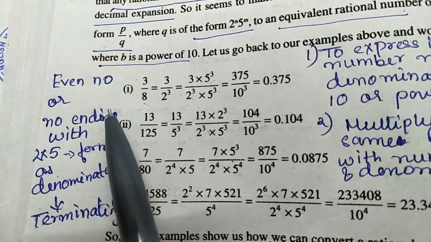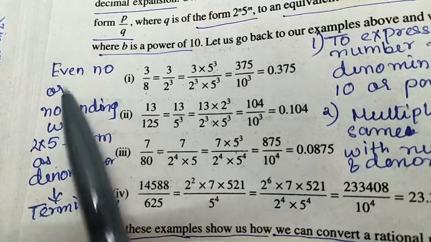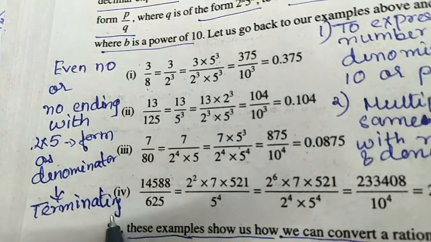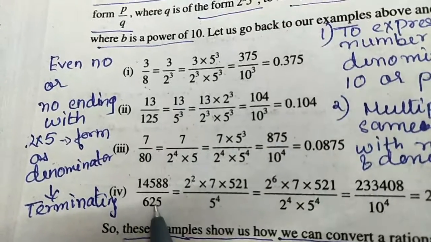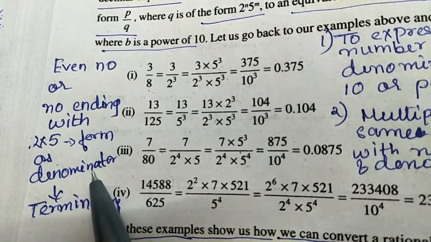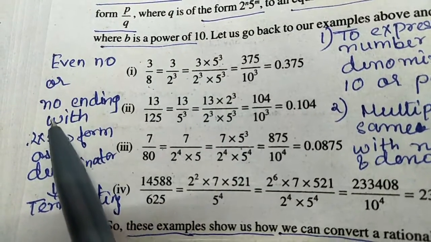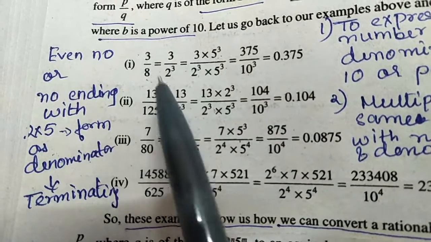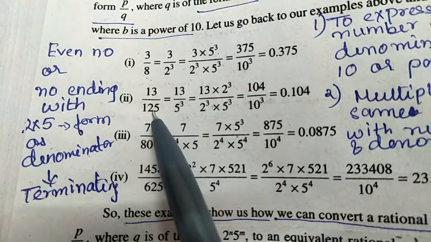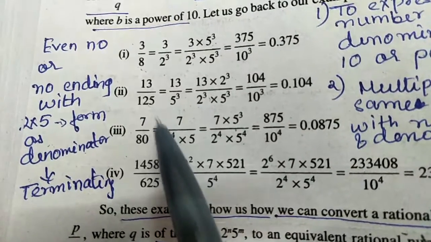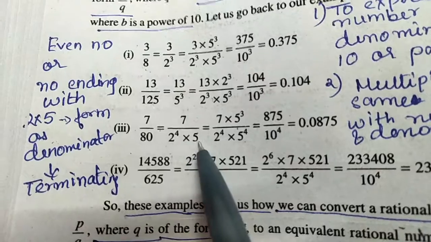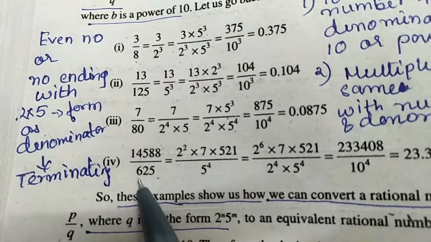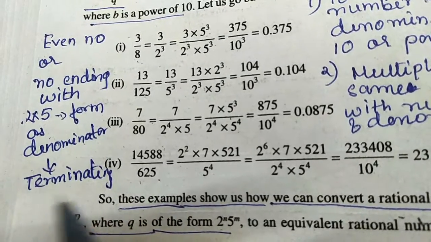Now you have to observe very carefully: an even number, or a number ending with 2 or 5, always terminates. If you see here all the fractions where your denominator has either an even number or a number of the form 2 multiplied by 5, that is 10 form. So here this is an even number, this is 2 multiplied by 5 form. You can see this again, this is 2 multiplied by 5 form, this is 5. So the denominator should be either an even number or in this form, and it will always be terminating.